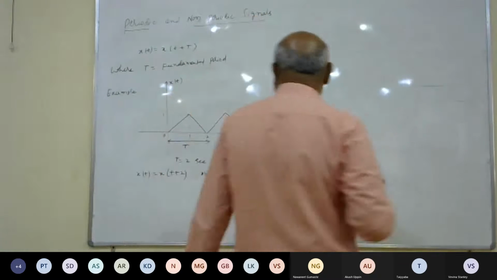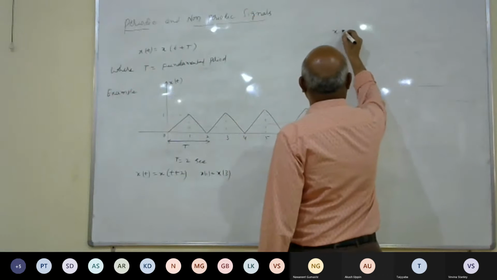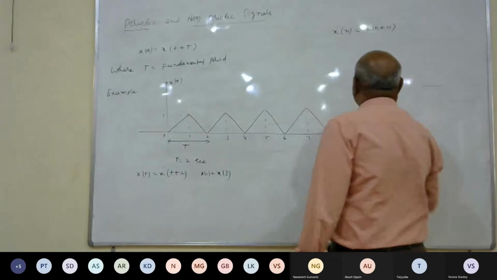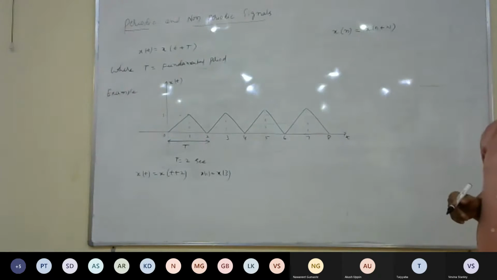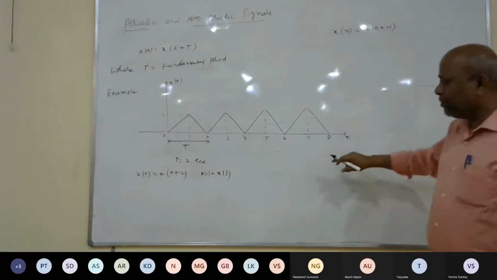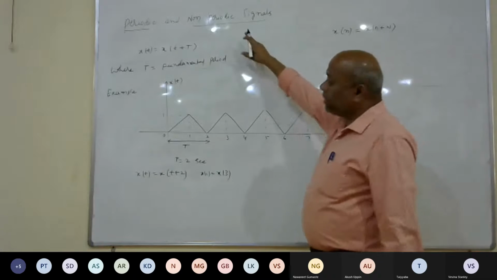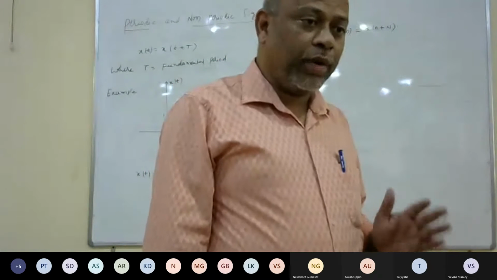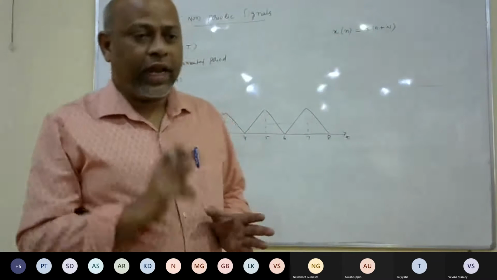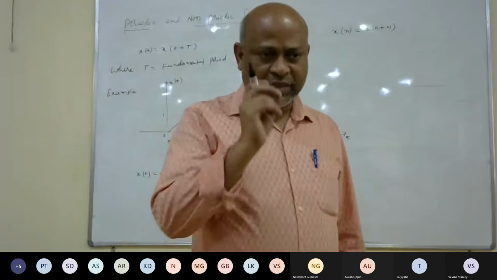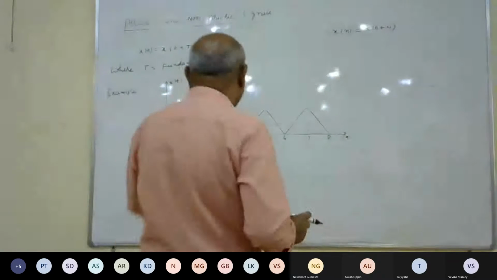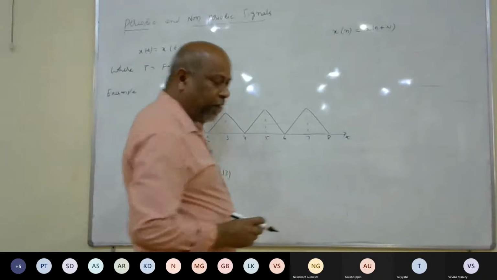Similarly, in the case of discrete time, any signal is said to be periodic if it satisfies the condition x of n equals x of n plus capital N, where capital N is the fundamental period. Similarly, we can give the definition for non-periodicity. Any signal is said to be non-periodic if it does not satisfy this condition: if x of t is not equal to x of t plus capital T, we call such signals non-periodic signals. Once again, I'll repeat the periodic signal. Any continuous time signal x of t is said to be periodic if it satisfies the condition x of t equals x of t plus capital T. This is an example of a periodic signal, where capital T is the fundamental period.